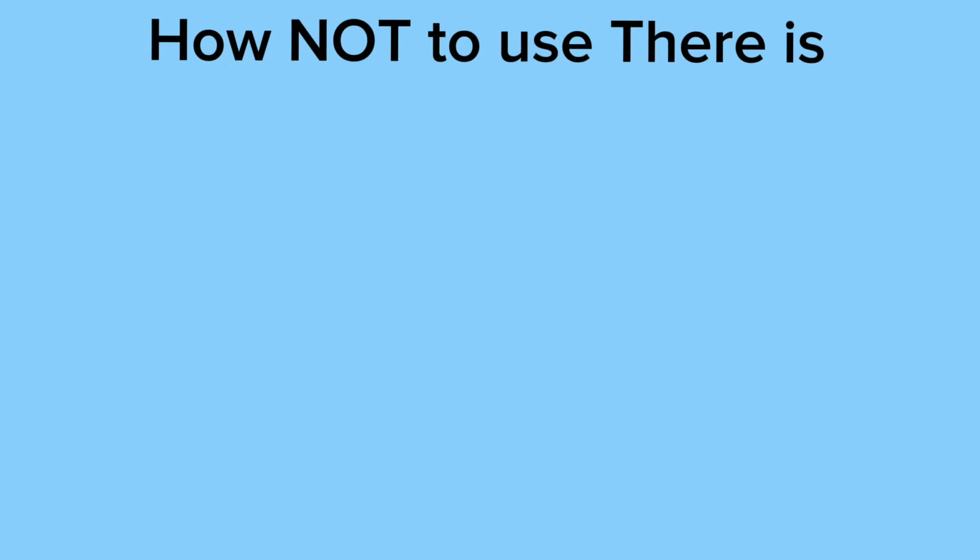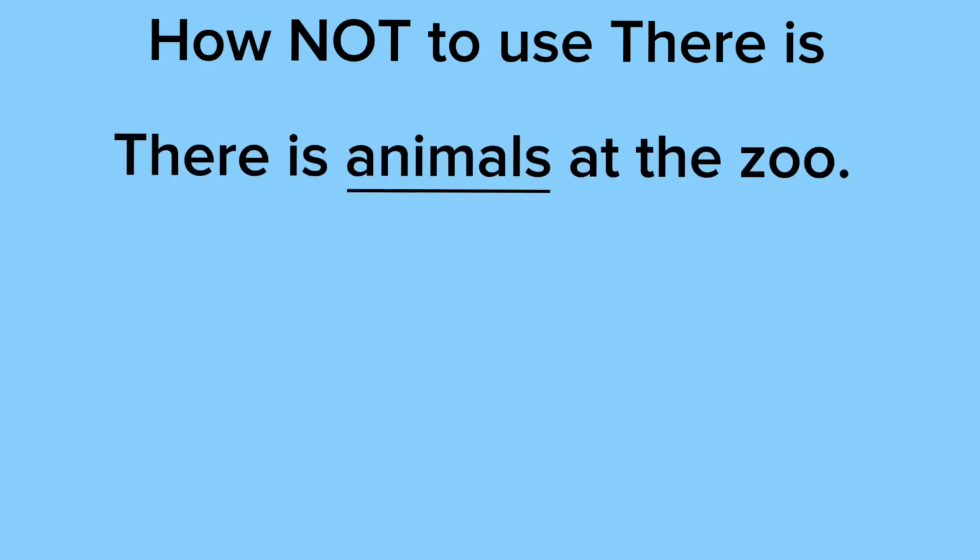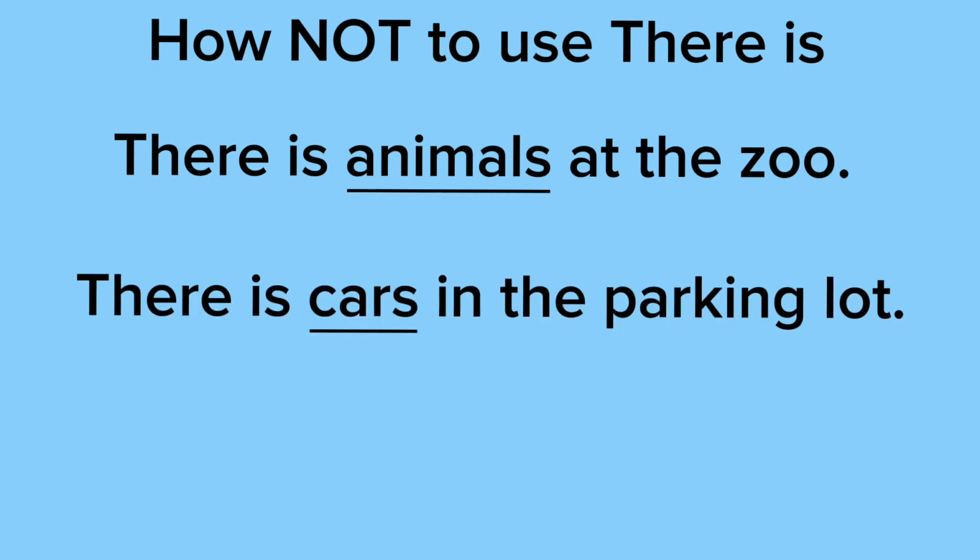How not to use there is. Our first example says there is animals at the zoo. As you can see, animals is plural and not singular, so we shouldn't be using there is. We should be using there are, and we'll get to that, but this is wrong. Our next example says there is cars in the parking lot. As you can see, cars is underlined because it's a plural noun, and it has to be a singular noun if we're going to use there is, so this is incorrect.